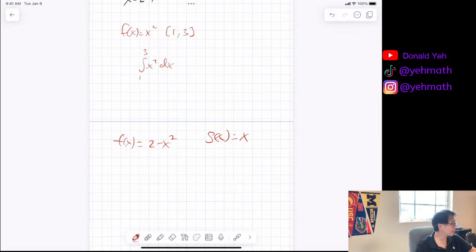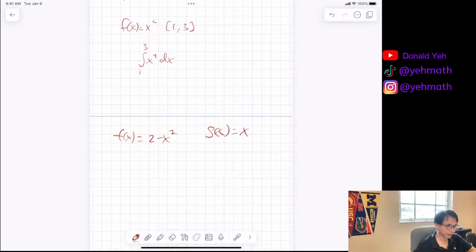You would have to first set them equal to each other and find out where the two lines meet each other. And then you would have to find which one's on top, which one's on bottom. Subtract the bottom from the top. Top minus bottom? Okay, good. Something like that. Good. Can you do it?